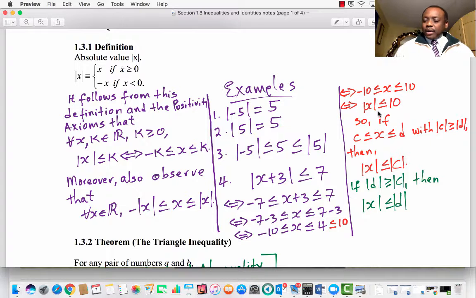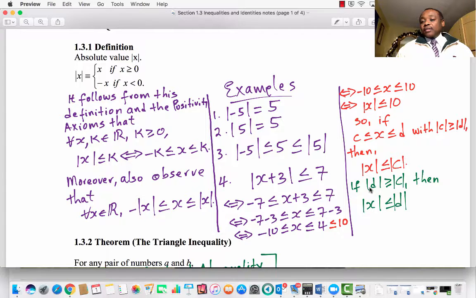So, if I were to summarize, I would say that if c and d are real numbers such that c is less than or equal to x, which is less than or equal to d, without loss of generality, the absolute value of c is greater than or equal to the absolute value of d, just like in our case, the absolute value of negative 10 is greater than or equal to the absolute value of 4, then we can say that the absolute value of x is less than or equal to the absolute value of c. That's what we have here.